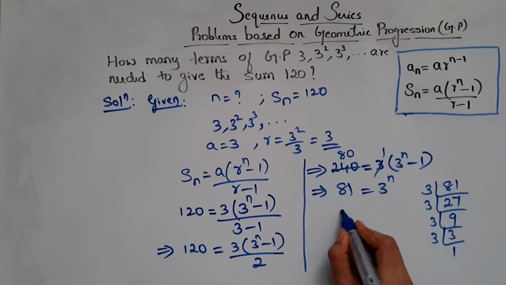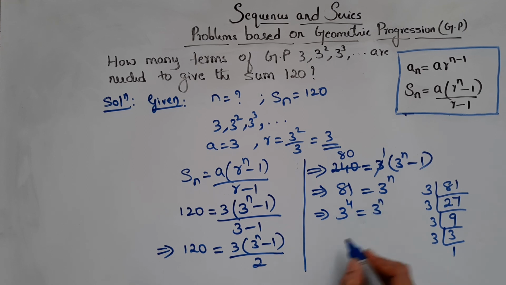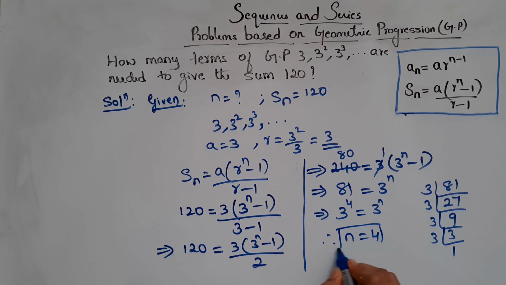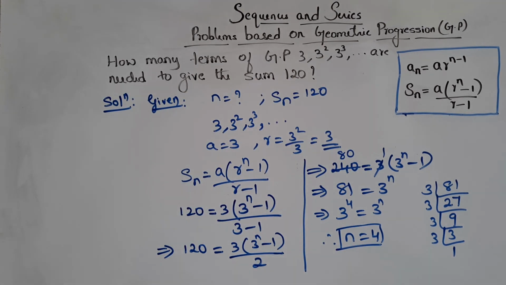So 81 can be written as 3⁴, which is equal to 3ⁿ. From this we can say n = 4, right? So therefore 4 terms are needed to give the sum 120. So I hope this is clear.